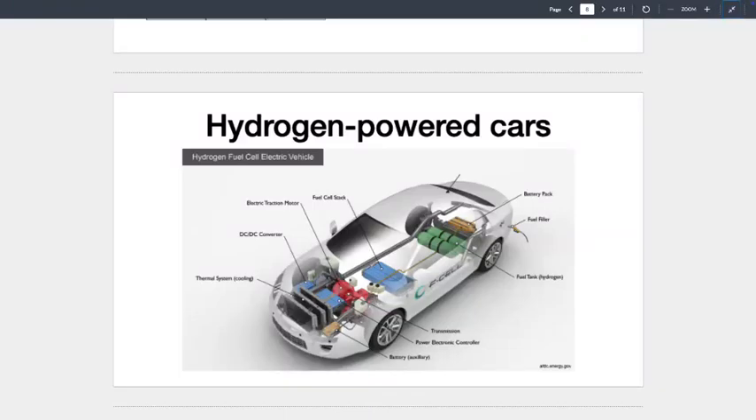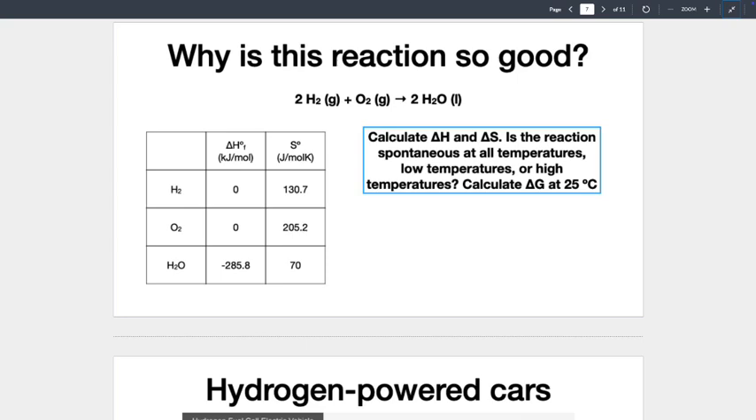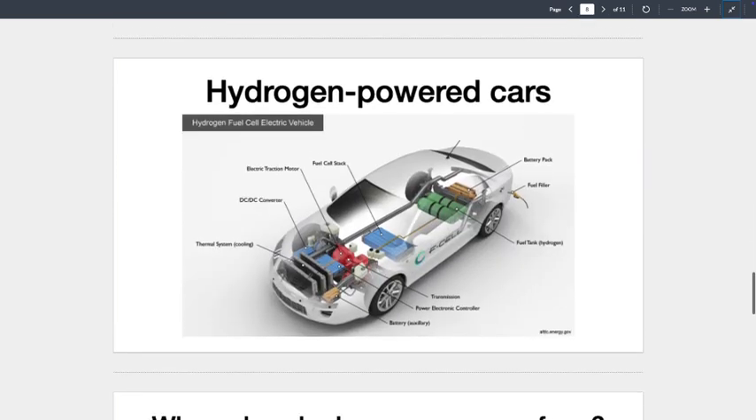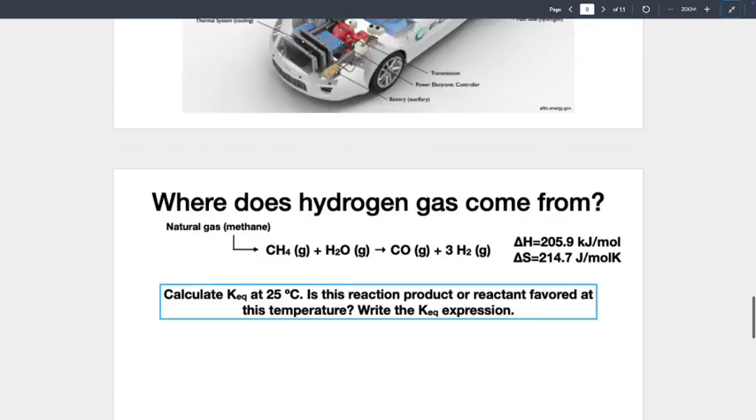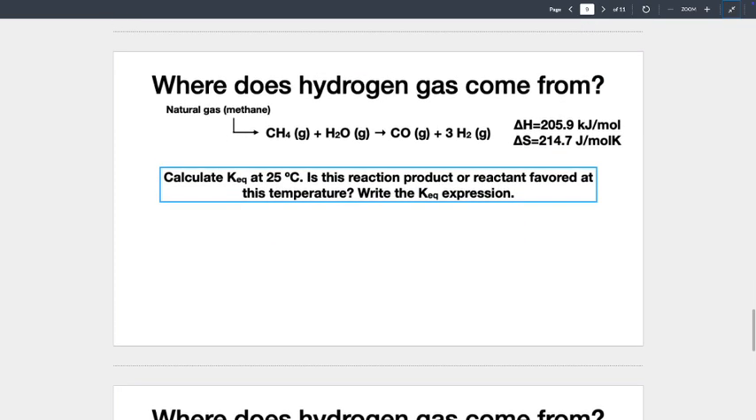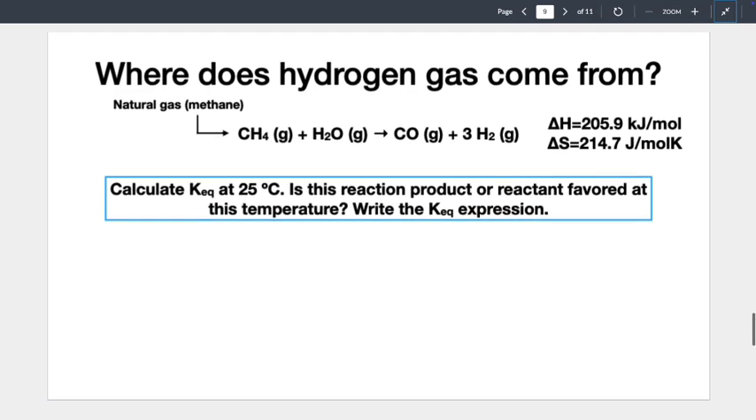Little bit. So hydrogen-powered cars, we're using this reaction. You're reacting hydrogen with oxygen to produce water. That heat released in your exothermic reaction is what's producing the power to drive the car. So exciting. Where does the hydrogen gas come from? Typically, it's coming from some kind of petroleum or non-renewable source.